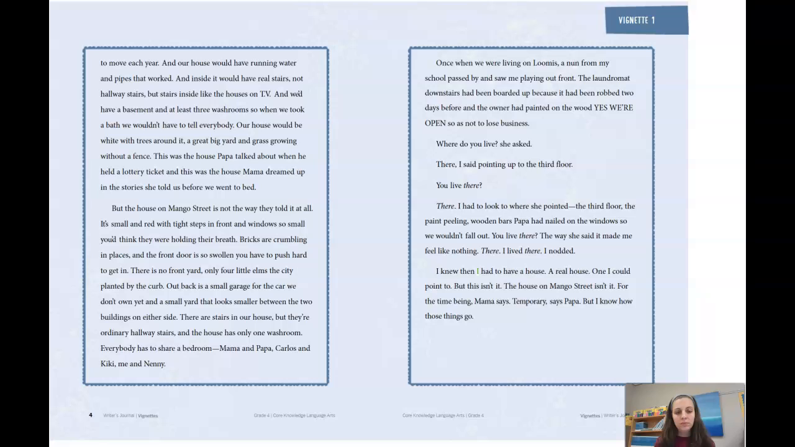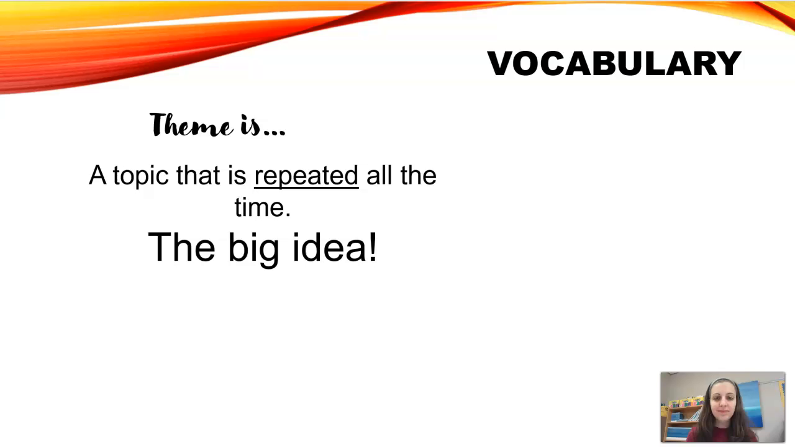I knew then I had to have a house, a real house, one I could point to. But this isn't it. The house on Mango Street isn't it. For the time being, Mama says. Temporary, says Papa. But I know how those things go.